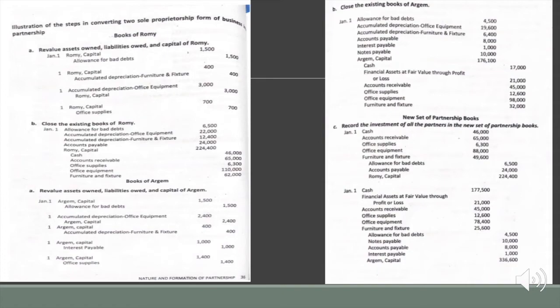So the next is we close again the existing books of Argem to make way for the new set of partnership books. So the new set of partnership books is where we would base our statement of financial position for the partnership. So after doing the first two steps of revaluing and then closing for each partner, the most important is the recording of the investment of all partners in the new set of partnership books. This is where we would get the joint values of the accounts of Romy and Argem.